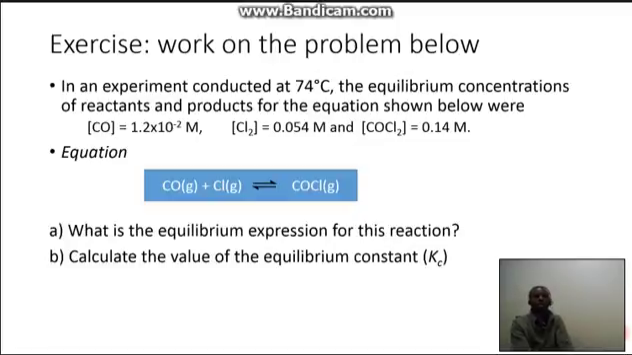So Kc is equal to, now you put the species to the power of their coefficients, without the values of the numbers. And then you calculate the value of the equilibrium constant. In this case, that's when you put in the values.